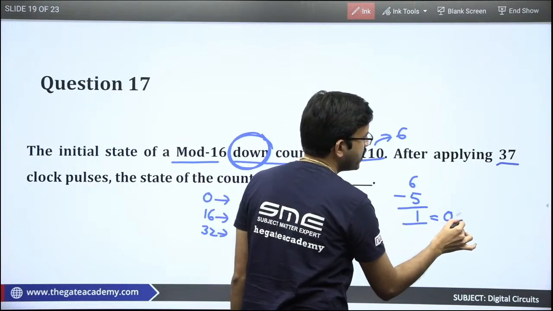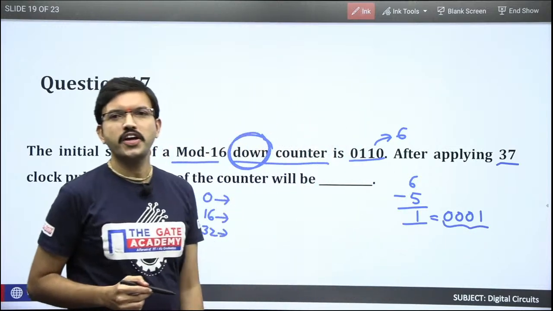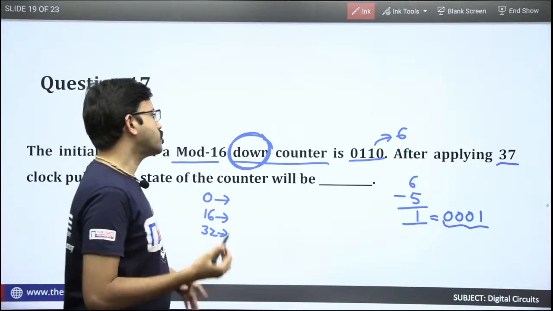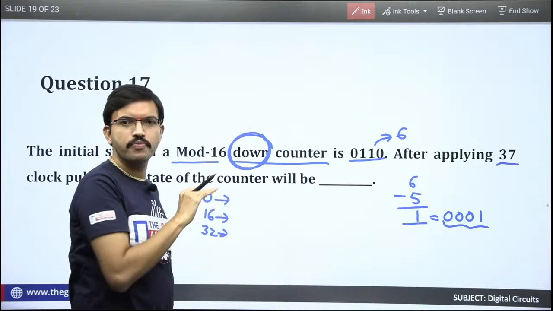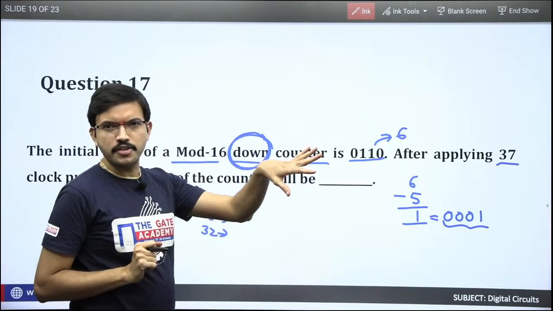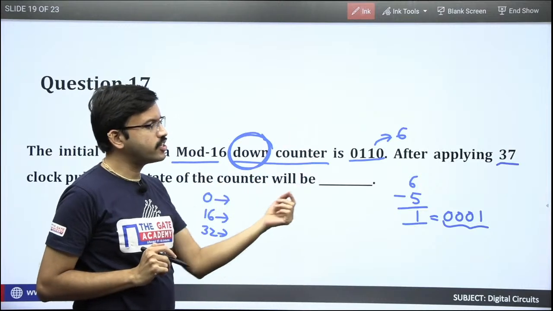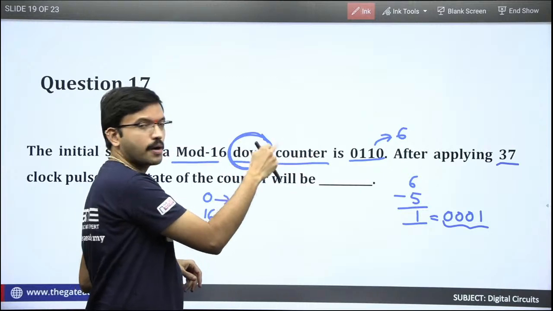So the corresponding binary is 0001 in the 4-bit case. But in the exam, most of the students won't focus that much on this particular term, so they will consider up counter. Here you are having 6, they will add 5, so they will get 1011. But that is wrong. That will be correct only if they mention up counter.